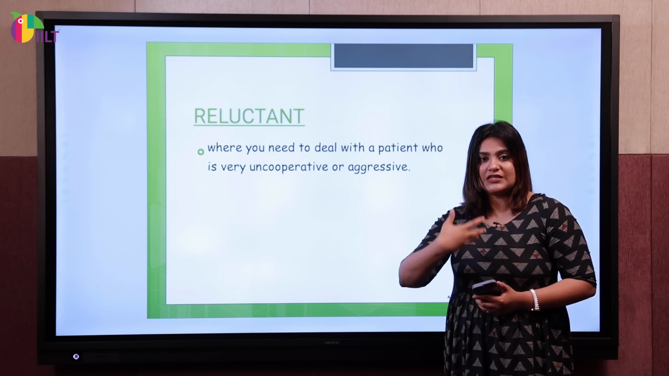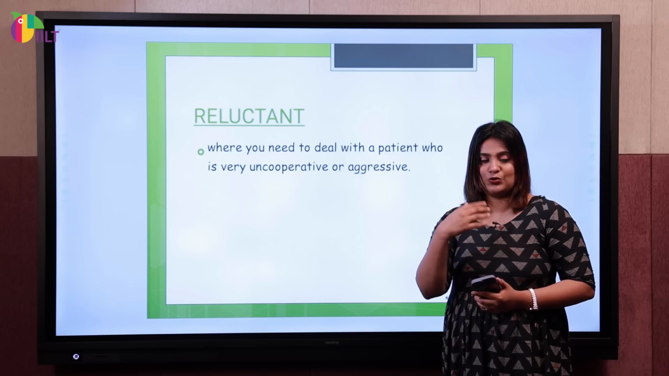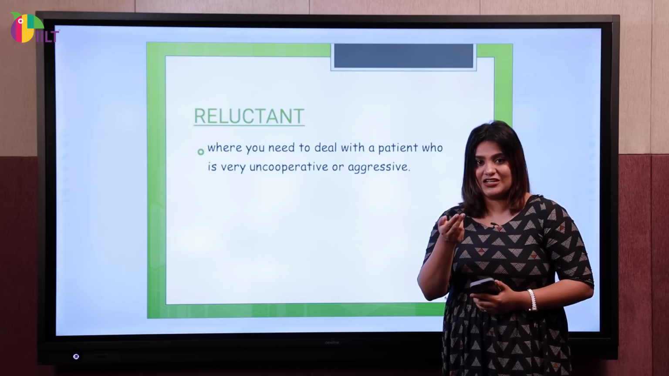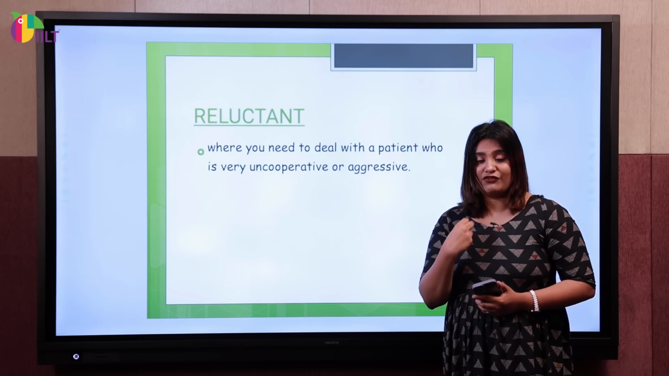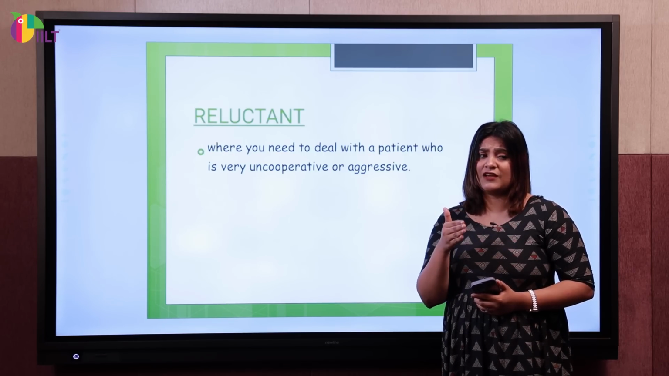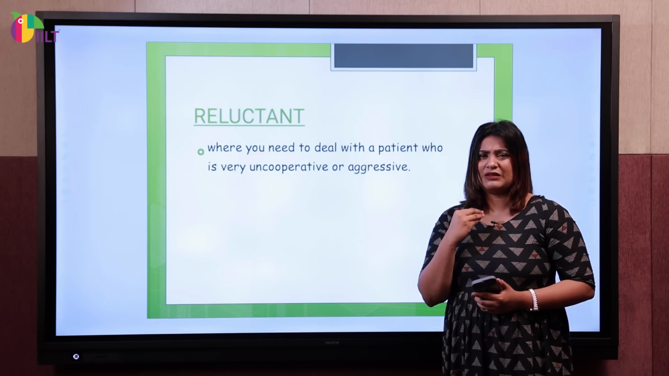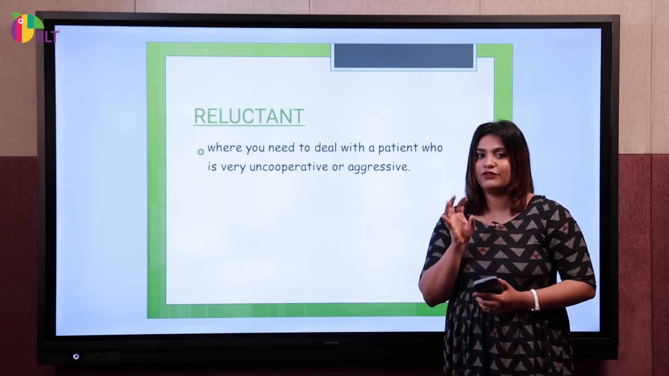So when the patient starts arguing or shows reluctance or is agitated, I've seen many students losing their confidence, and their voice starts to crack up and they become very fragile. Do not ever do that.